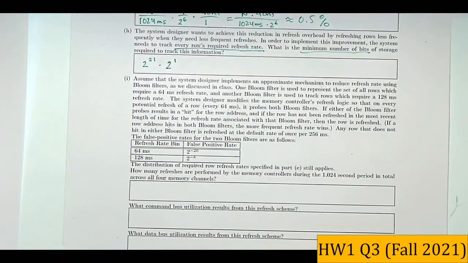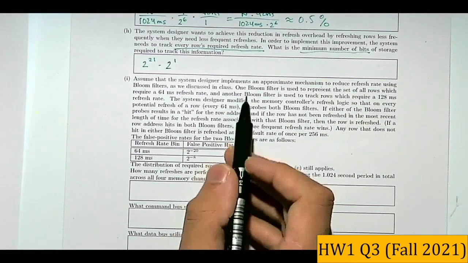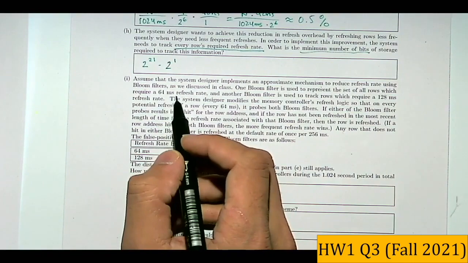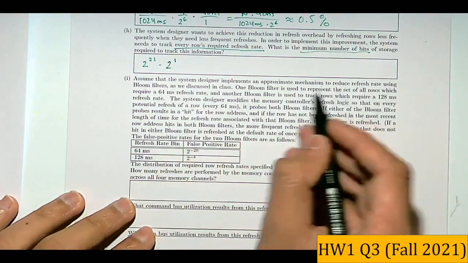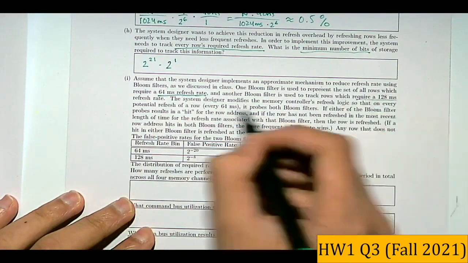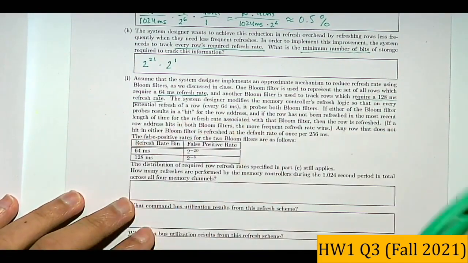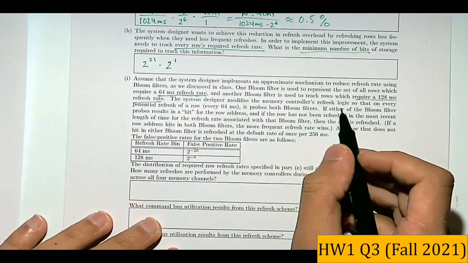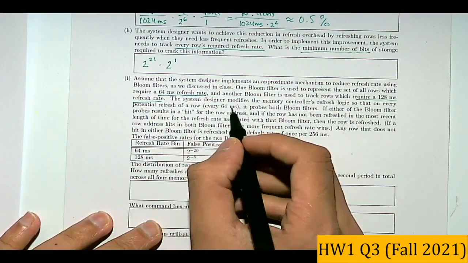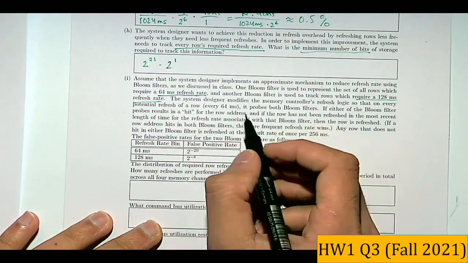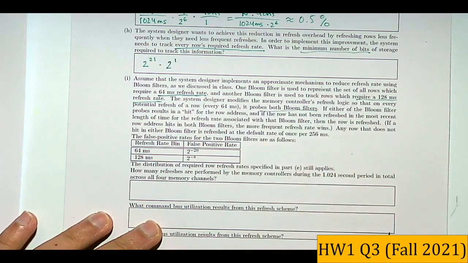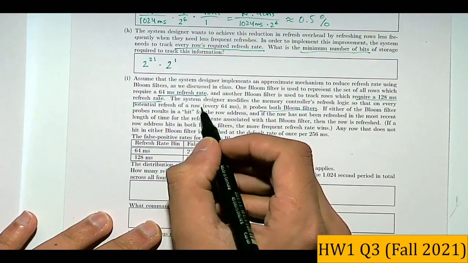This question asks us to assume that the system designer now implements an approximate mechanism to reduce the refresh rate with Bloom filters. One Bloom filter represents all rows with 64 milliseconds, and another one is for all rows which require 128 milliseconds. We modify the memory controller's refresh logic. On every potential refresh of a row, say every 64 milliseconds, it probes both Bloom filters.